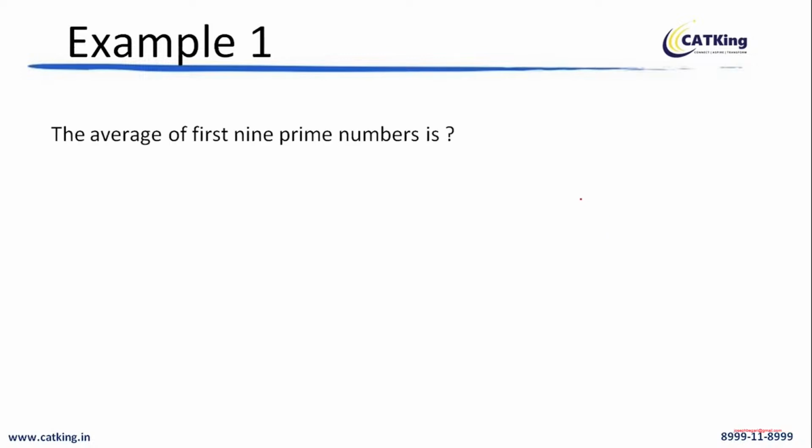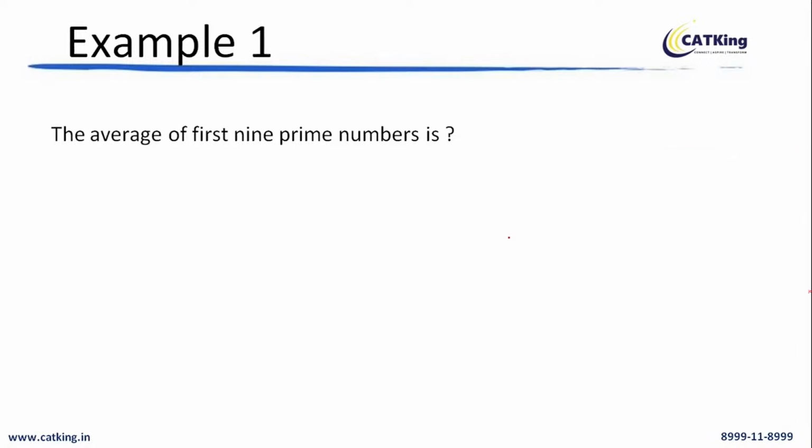The question is: the average of the first 9 prime numbers is what? Before starting with this question, I want you guys to know what prime numbers are. I hope you all know what prime numbers are. Prime numbers are those numbers which are only and only divisible by themselves and 1. Also before moving forward, do you know whether 1 is a prime number or not? Just think about it. It is not, right? 1 is neither prime nor composite, and neither is 0. 0 and 1 are not prime numbers, right?